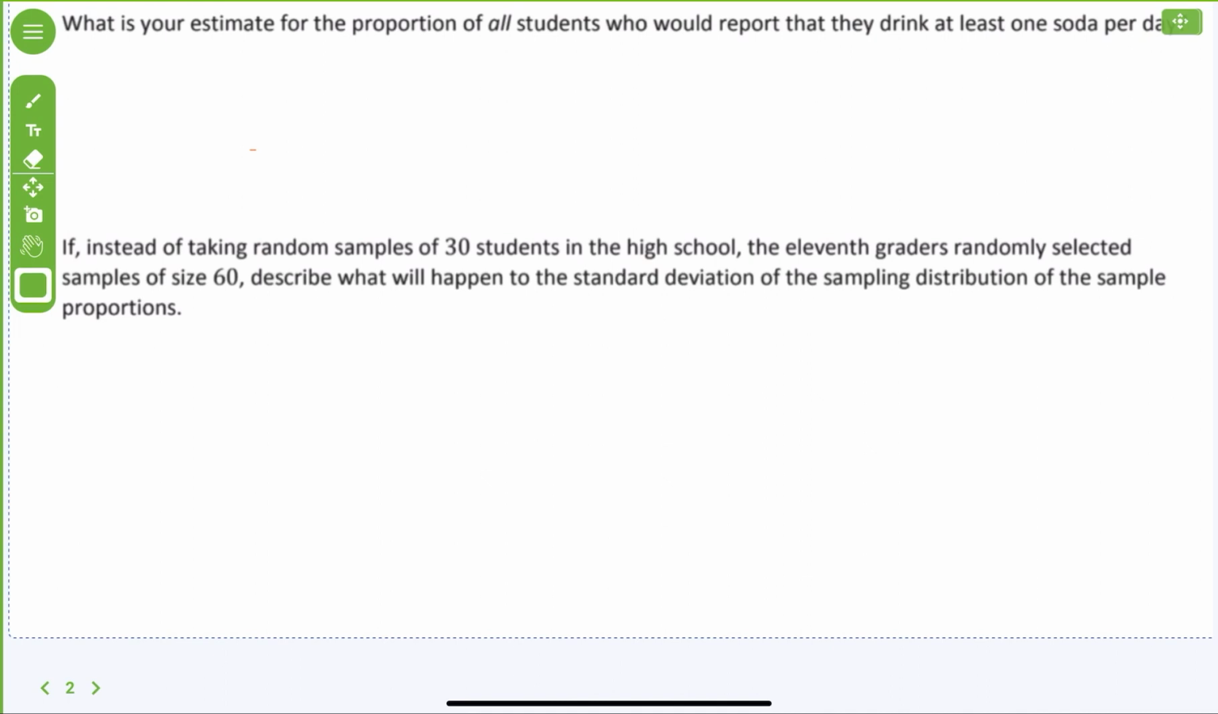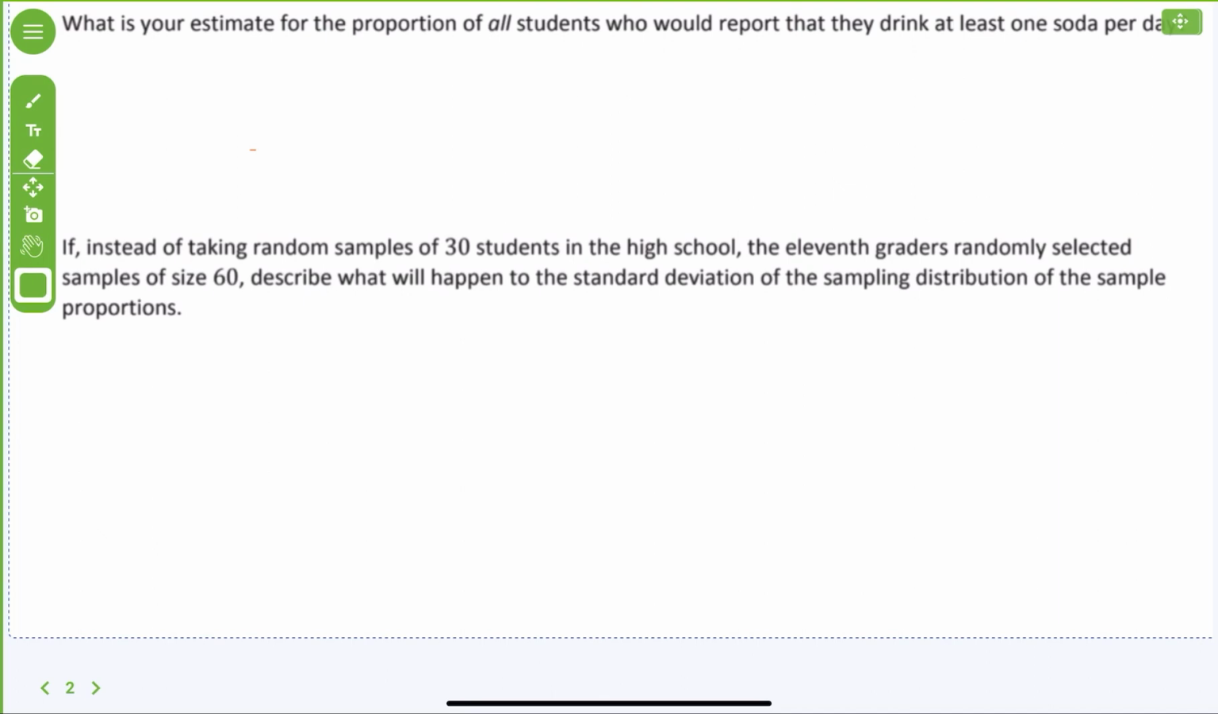Now, page 2 says, what is your estimate of the proportion of all students who would report that they drink at least one soda per day? So, if I said, all right, now, based off of your samples, what would you estimate for all the students in the school that drink at least one soda per day? What would you say? What value are you going to be looking at? The mean, right? That'd be your typical number.